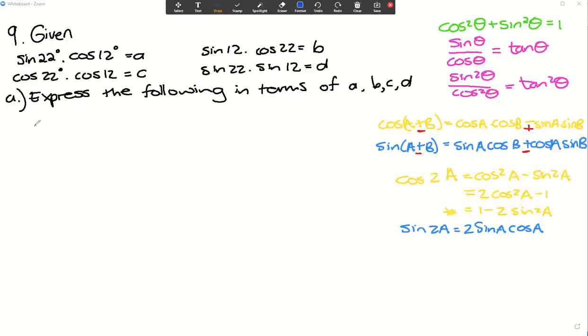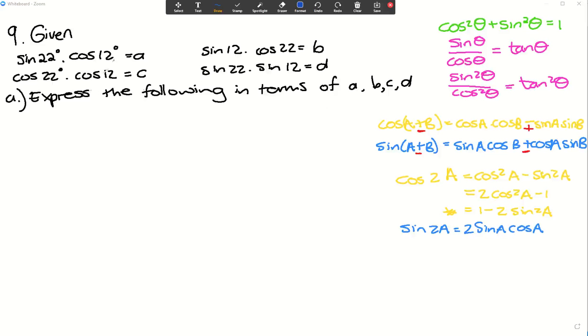Okay, we're doing question 9 from Check Your Skills in your book. You've been given A, B, C, and D, and A is equal to sine 22 theta cos 12, C is equal to this expression, B is equal to that expression, and D is equal to that expression. It says express the following in terms of A, B, C, and D.